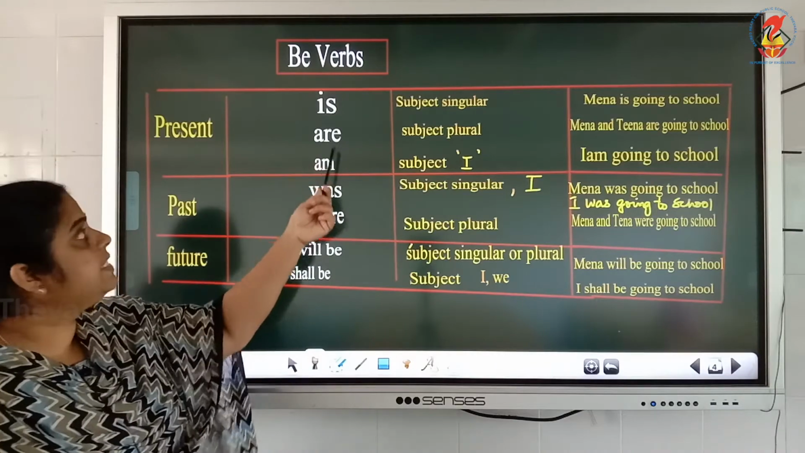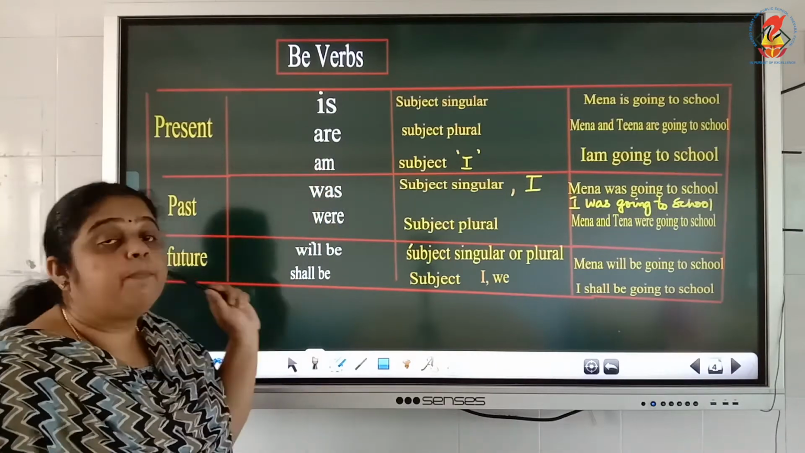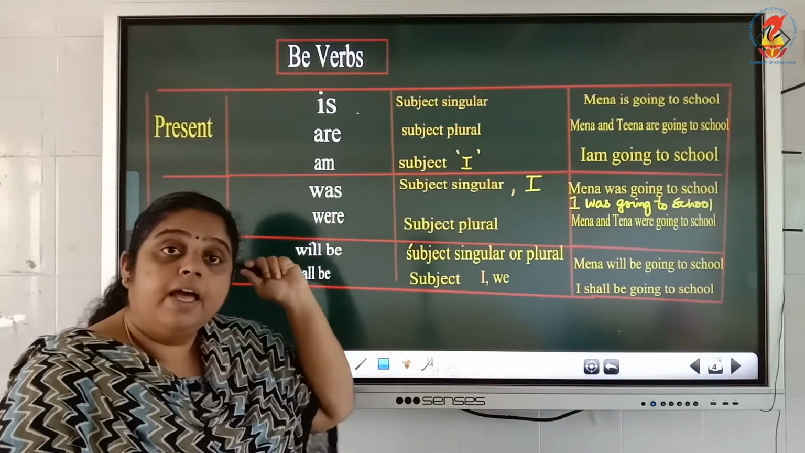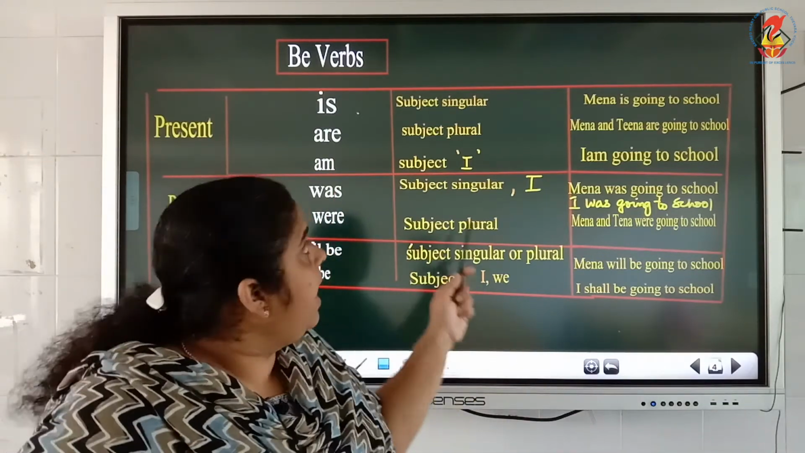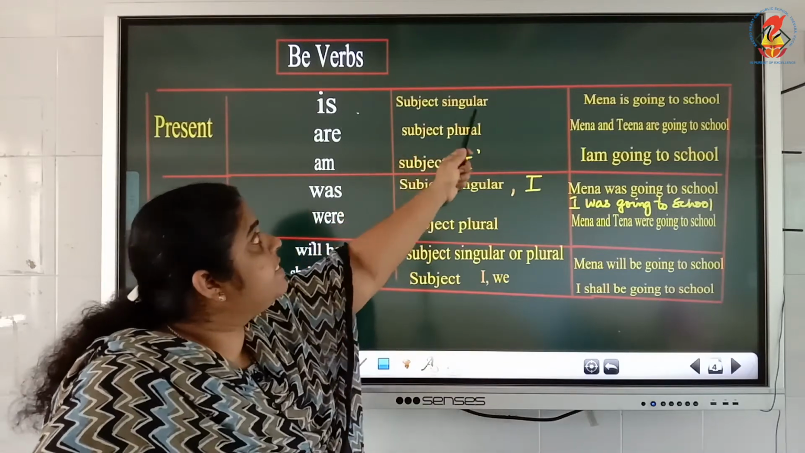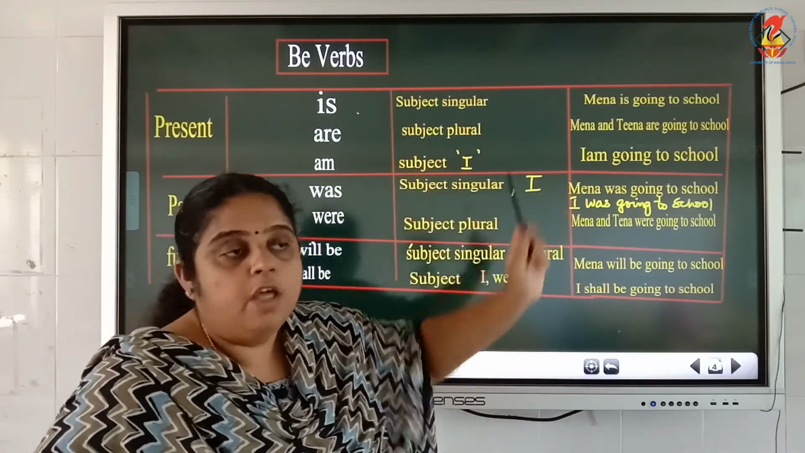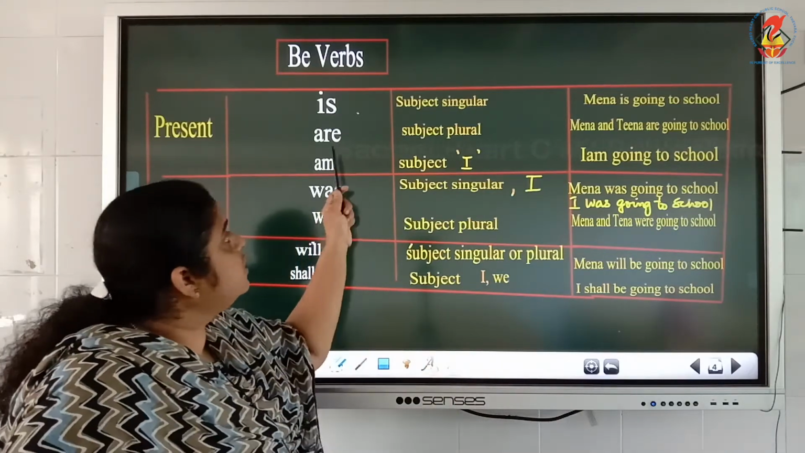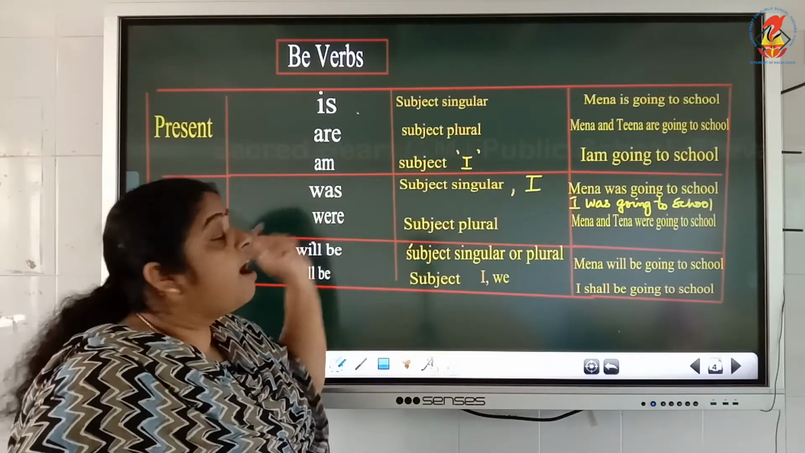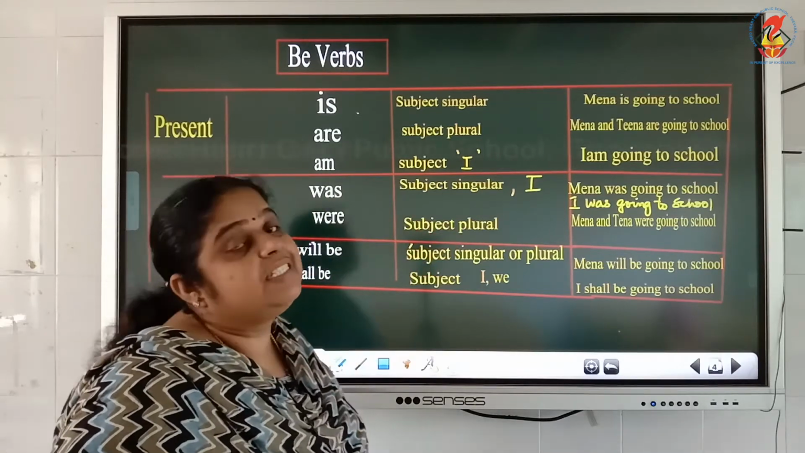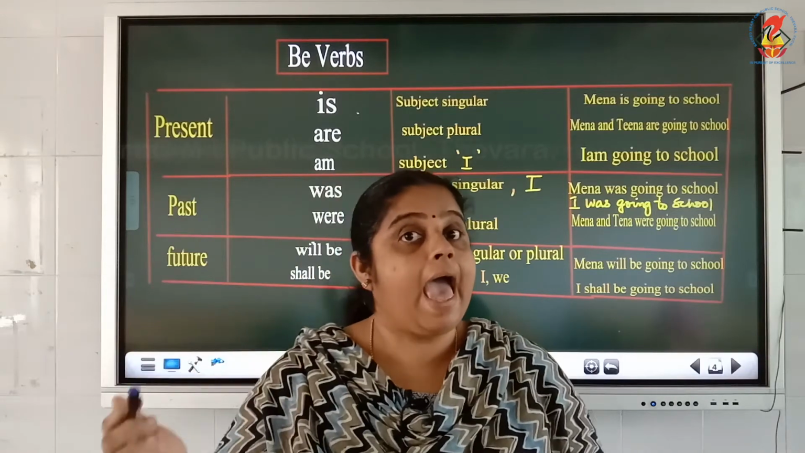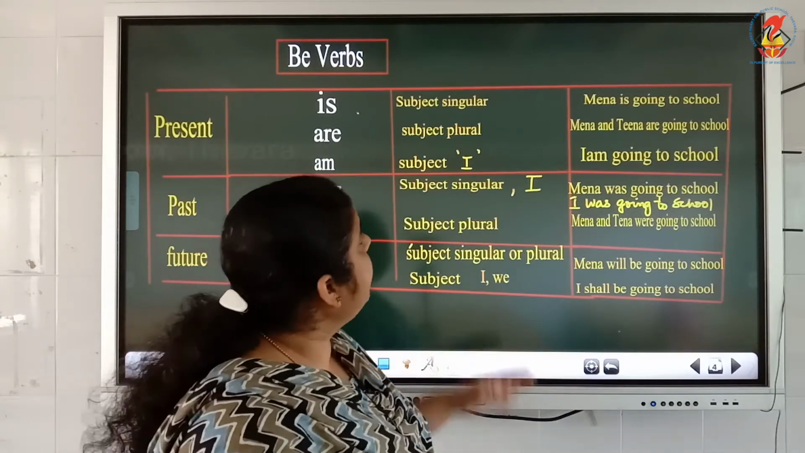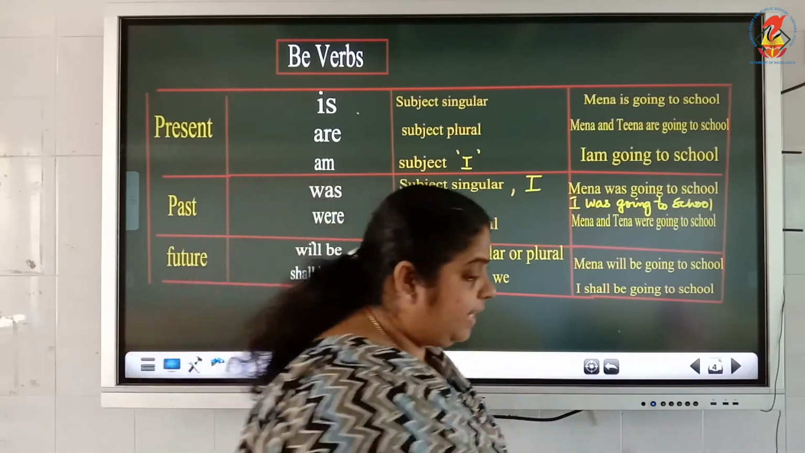Okay, now we will see how these be verbs are changing in tenses. See, is, are and am are used in the present tense. And is is used when the subject is singular. When the subject is plural, we use are. And when the subject is I, we use am. Remember this? We studied this last year, isn't it? Then, see, examples are also given here. Look at the examples given.